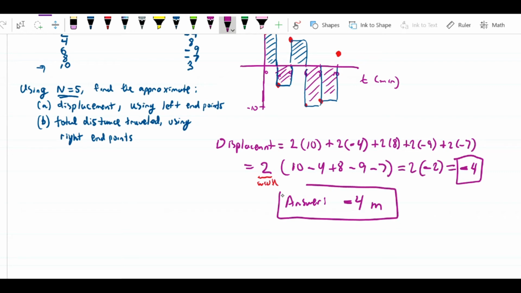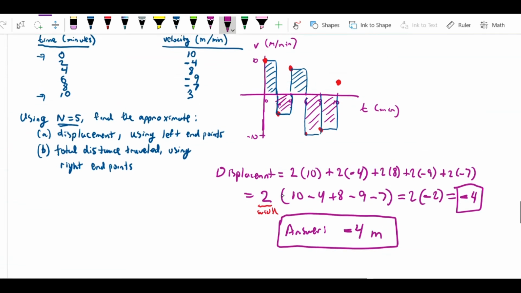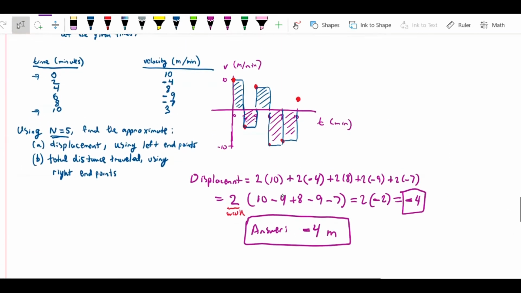Displacement is, of course, a distance, so we answer it in the unit of distance. Okay, so that's part A. Now the next thing we want to do is ask what is the total distance traveled, and we want to do that using right endpoints this time.